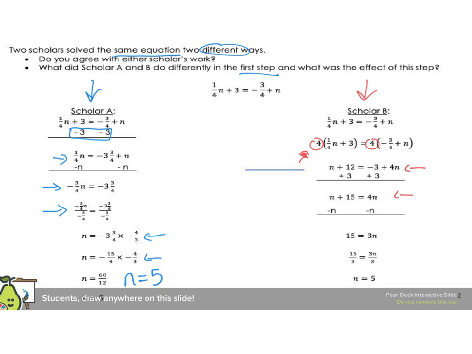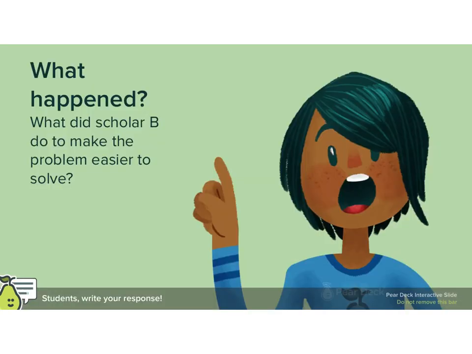So looks like they did step 4 first, and they got the constants on the same side, and then they got the variables on the same side, and then they isolated. So it's not that I disagree with scholar A, but I prefer what scholar B did. So in the what did scholar B do to make the problem easier to solve?